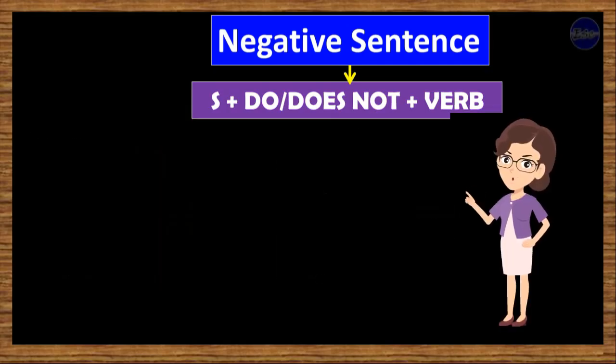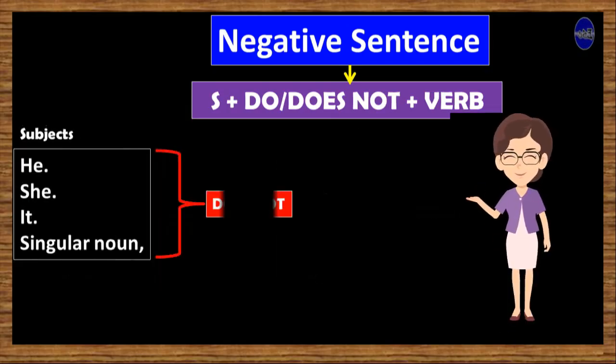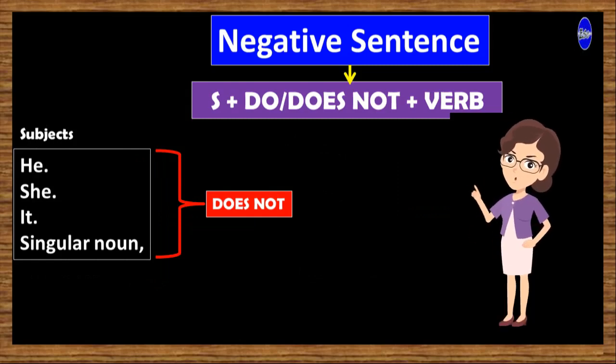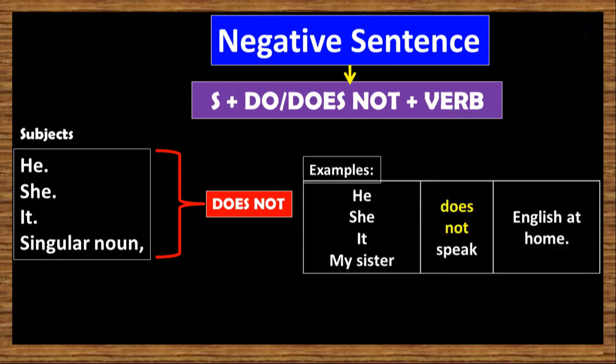But if the subject of the sentence is one of he, she, it, or a singular noun, then use does not. For example, he, she, it, my sister does not speak English at home.